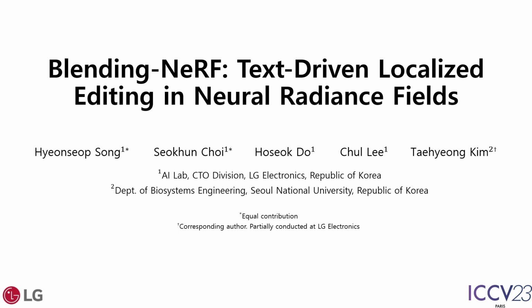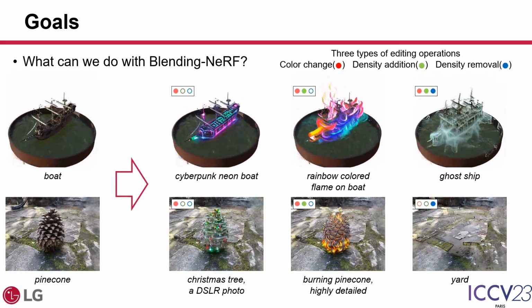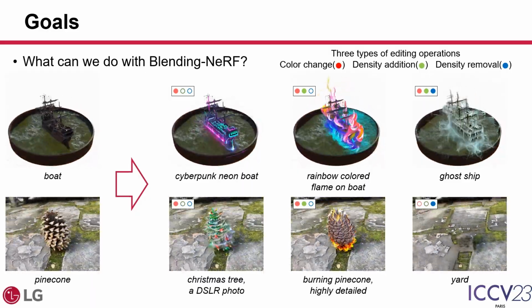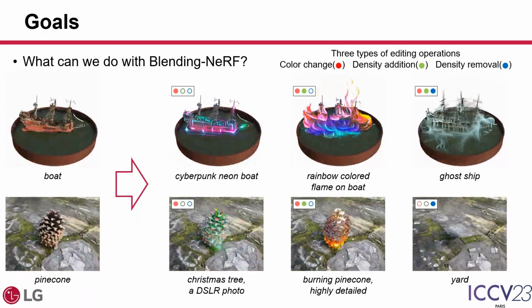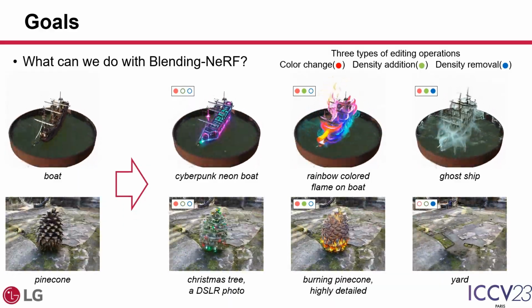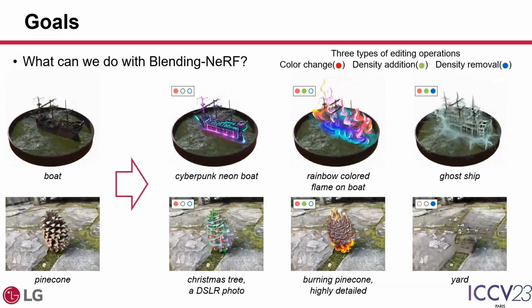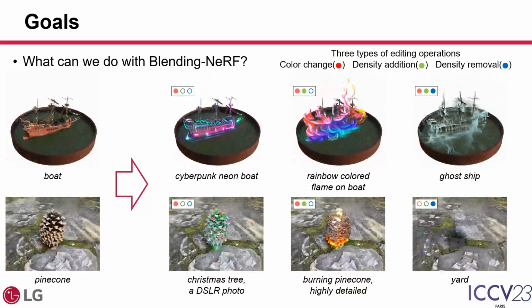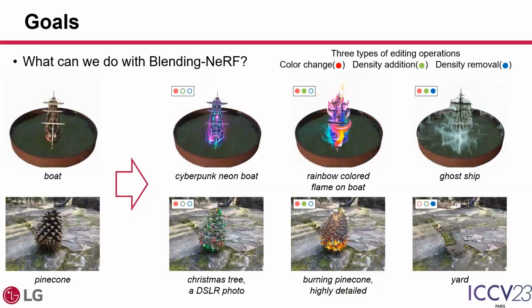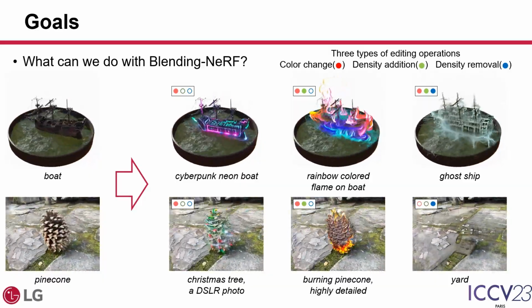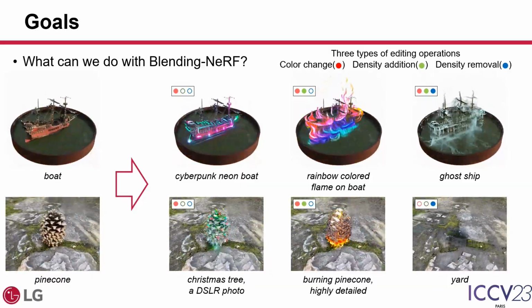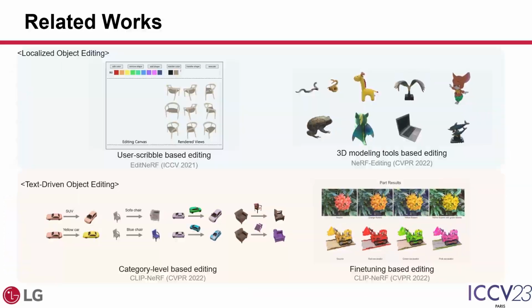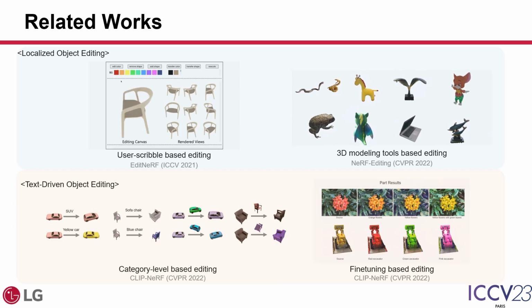In this video, we introduce our paper Blending-NeRF, text-driven localized editing in neural radiance fields. Blending-NeRF is an innovative localized 3D editing method that enables users to perform natural modifications to a source object by text prompts. Blending-NeRF offers various modification options with explicitly predefined three types of editing operations: color changes, density addition, and density removal. We aim at text-driven localized 3D object editing.